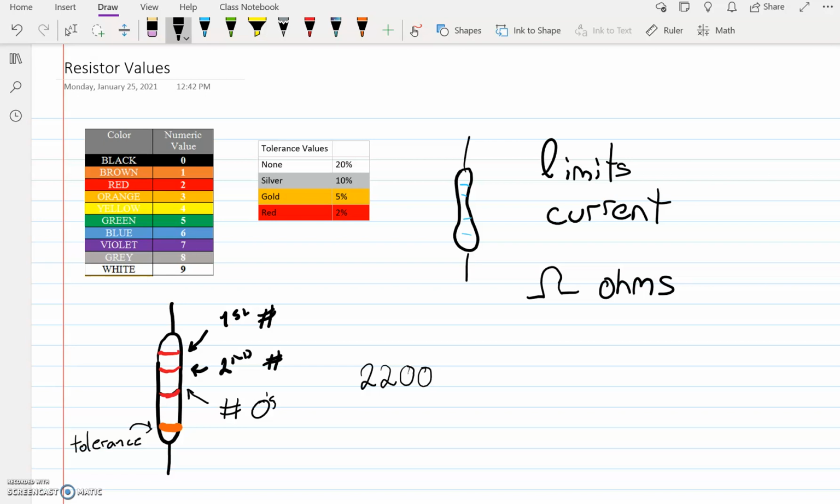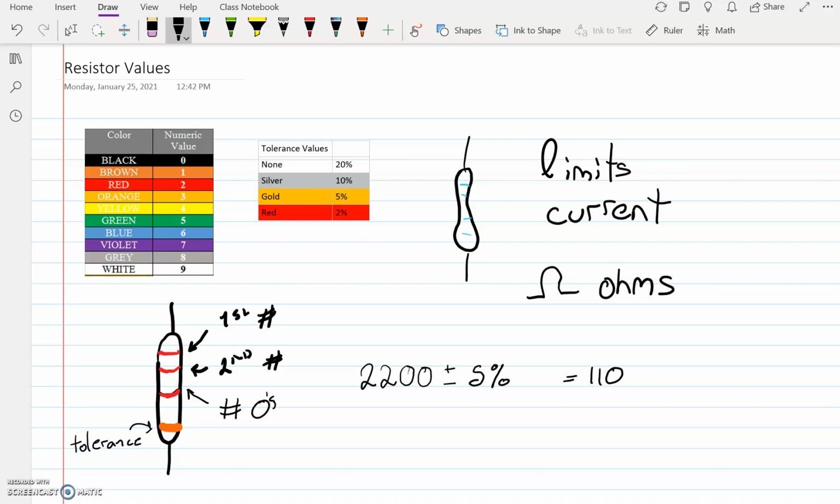Then we have a tolerance level, which means it's not exactly 2,200 ohms. It will be somewhere within plus or minus 5%. Why 5? Because this band is gold. We look up the tolerance values, and the tolerance value is 5%. What you have to do next is get 5% of 2,200 ohms. So you divide by 100 and multiply by 5, which ends up equaling 110.